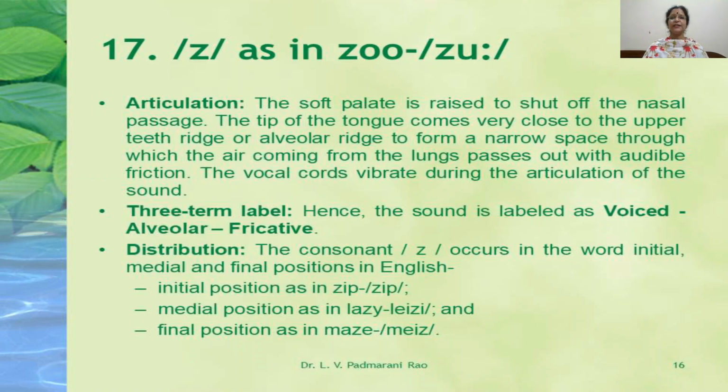And hence the three-term label for Z as in zoo is voiced, vocal cords vibrate, alveolar, teeth ridge or alveolar ridge is involved, fricative, because the air that is coming out from the lungs passes through the narrow gap between the active and the passive articulators with friction.